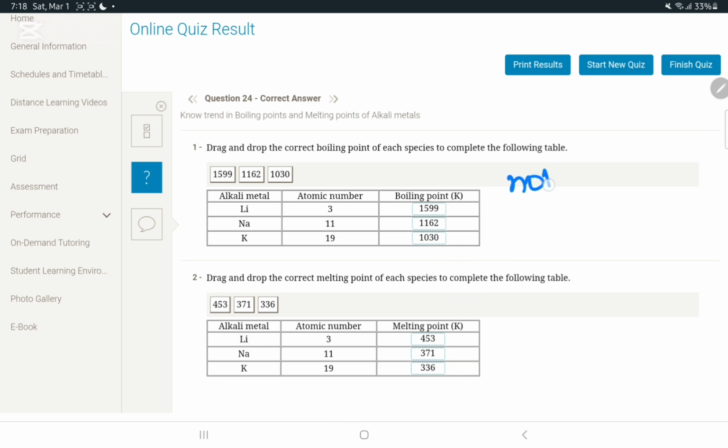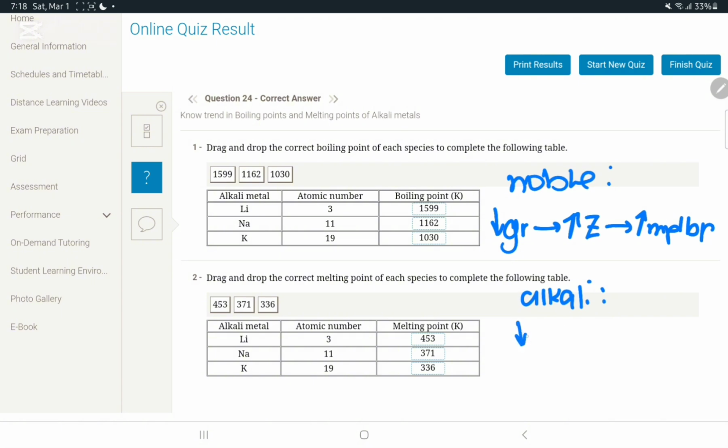So for noble gases, as you go down the group, or as you increase the atomic number, MP and BP increase. For alkali, as you go down the group or increase the Z, the atomic number, you will decrease the melting point and the boiling point. There is no specific memorization, it's just pattern following.